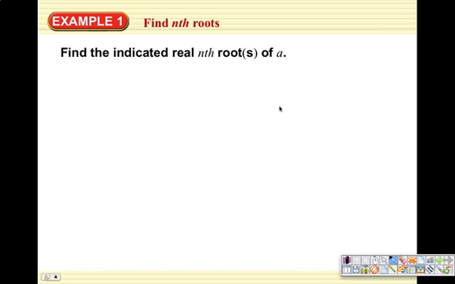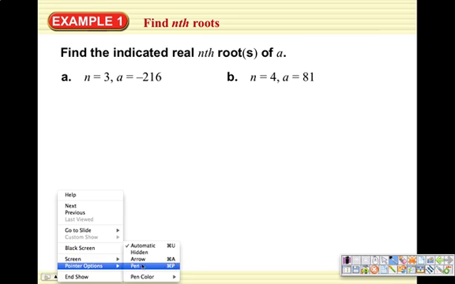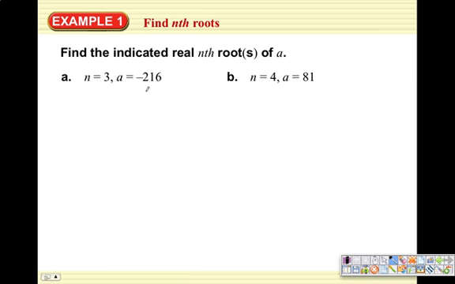Okay. Here we go. Find the indicated roots. Example 1. So letter A. What is the cube root? That's what n is saying. N is the root. Okay. What is the cube root of negative 216? So basically what you want to do is you want to say, okay, 3 means root, so I'm going to put 3 right here, and then negative 216 underneath the root.